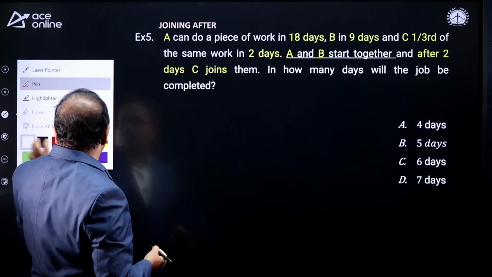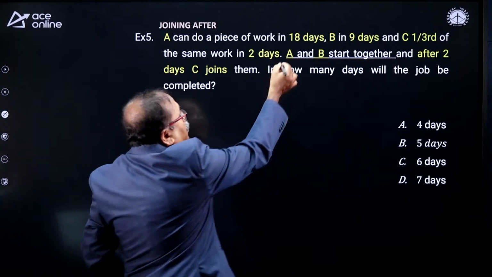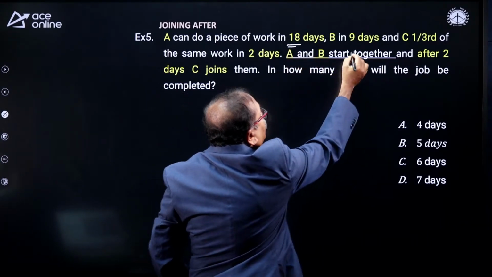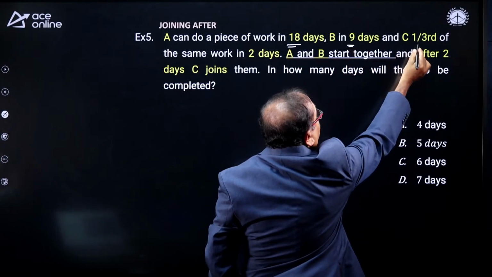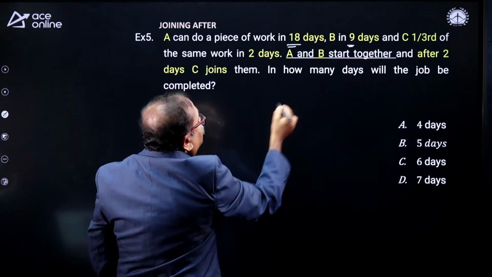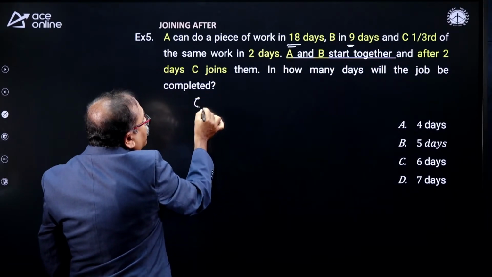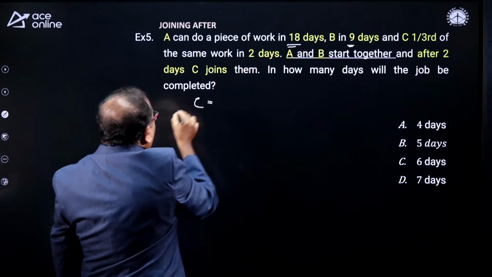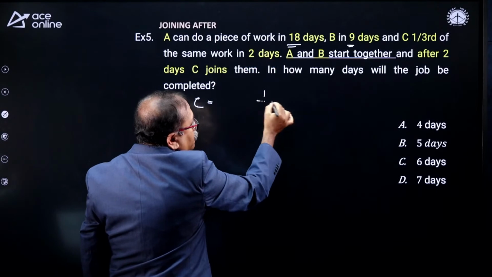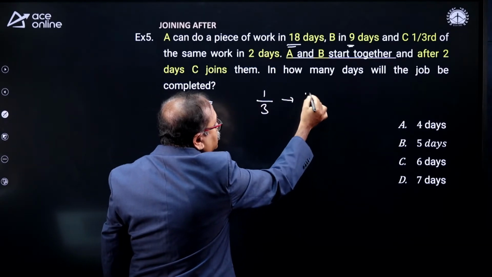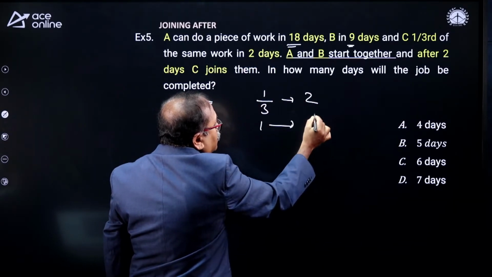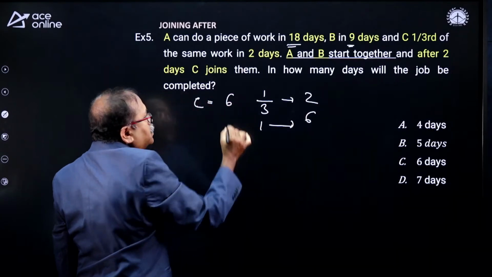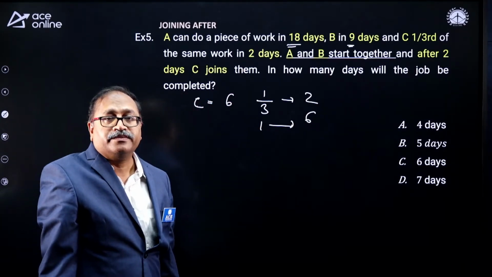If you are understanding this part, we will be able to answer this question within no time. Let's begin over here. Now A takes 18 days, B 9 days, and C completes 1/3 of the work in 2 days. Therefore, C will complete one work in, I write over here just for your clarity, 1/3 in 2 days, then one work in 6 days. So C completes one work in 6 days.